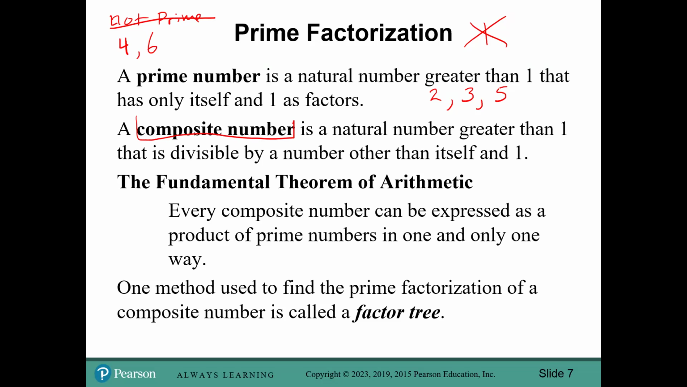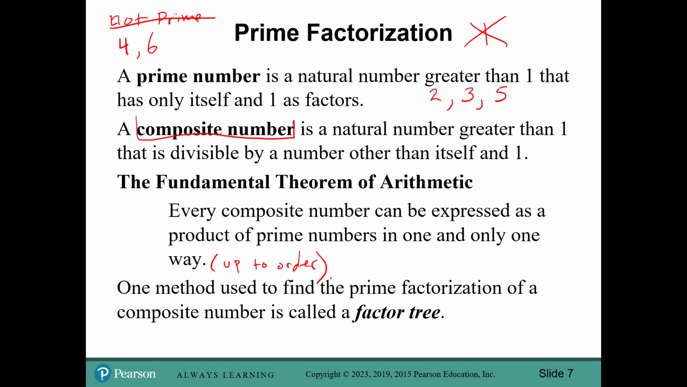And then our fundamental theorem of arithmetic says every composite number can be expressed as the product of prime numbers in one and only one way. And usually up to order is included. And I'll explain what that means in a minute. But there should be one unique way of listing prime numbers out to create any composite number.